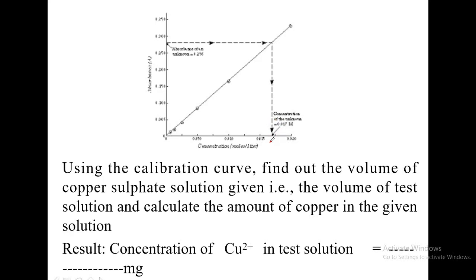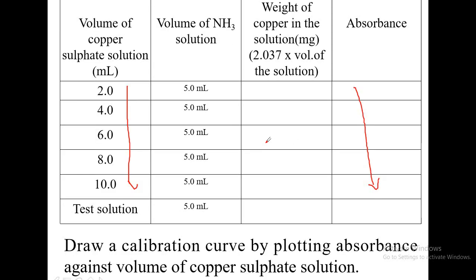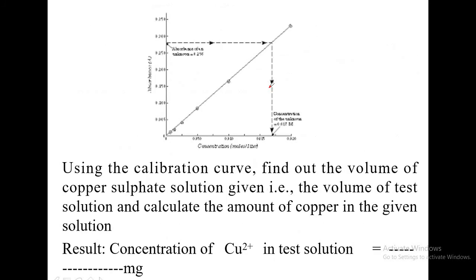Knowing that value, that is the volume, and if you multiply that volume by 2.037, then you will get to know how much copper is present in the test solution. So using the calibration curve, first we have to find out the volume of the copper sulphate solution given, that is the volume of the test solution, and finally we are calculating the amount of copper in the given solution, and that we are reporting as a concentration of the copper in the test solution in terms of milligrams.